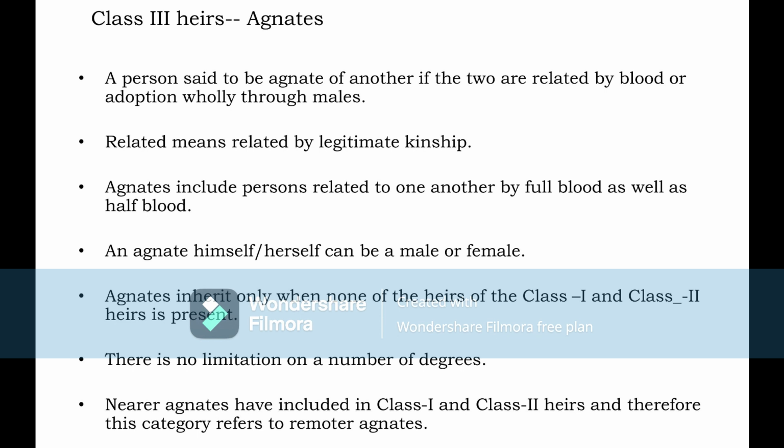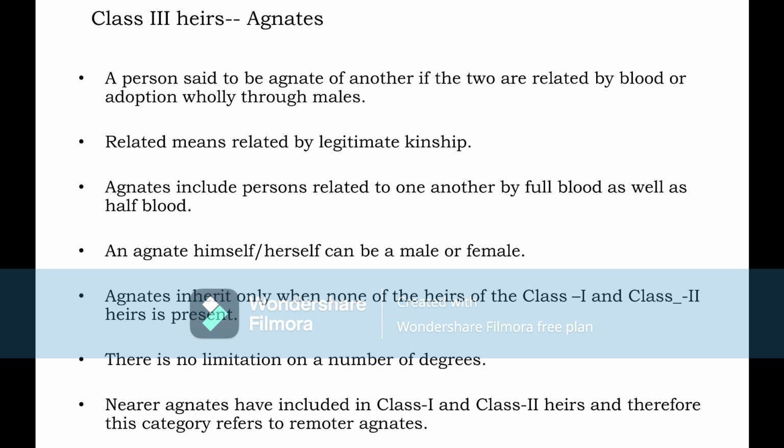Agnates inherit only when there are none of the heirs of class 1 and class 2. For class 1, son's son is an agnate, son's daughter is an agnate, with all males between. So they are included in class 1, and they do not fall under this third class. So those other than the ones included in class 1 and class 2 fall under the agnates. Now the son's son's children and further descendants fall under the agnates.